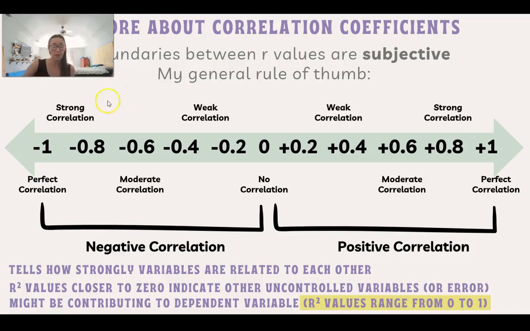And remember, R squared values, the coefficient of determination, closer to 0, indicate that other uncontrolled variables or error is contributing to the variation of the dependent variable.